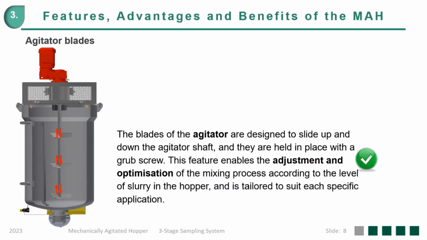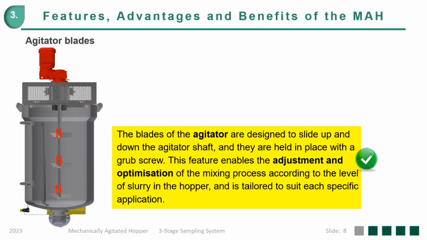We will now talk about the agitator blade. As you can see, this agitator blade can be moved down and moved up according to the level of the material which is inside the retention hopper.